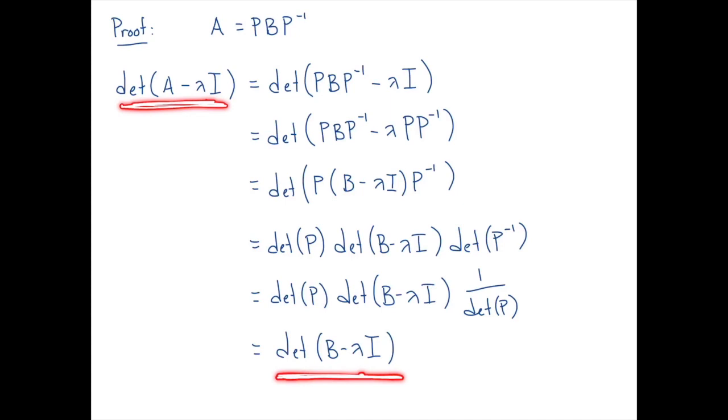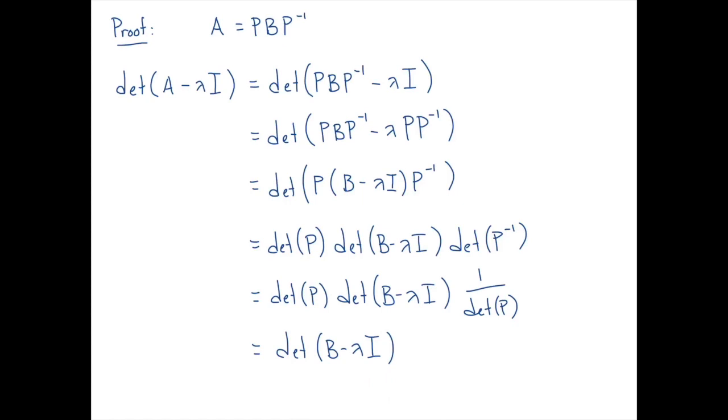And because the eigenvalues of a matrix are just the roots of the characteristic polynomial, this also tells us that the eigenvalues are going to be the same, and they're going to show up with the same multiplicity. So for example, if the eigenvalue 1 shows up twice for the matrix A, it's also going to show up twice with respect to the matrix B. So this is a useful fact.